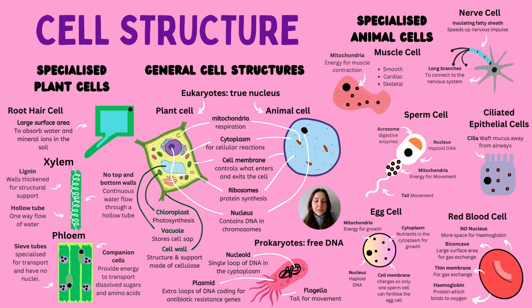Specialized plant cells include the root hair cell, which has a large surface area to absorb water and mineral ions from the soil. Remember, water is absorbed through osmosis, but mineral ions are often absorbed either through diffusion or active transport, depending on the concentrations.